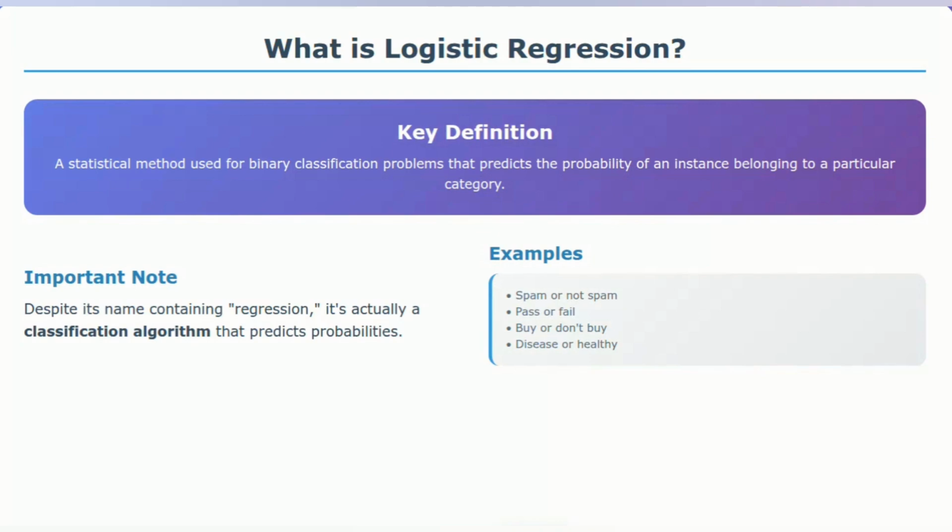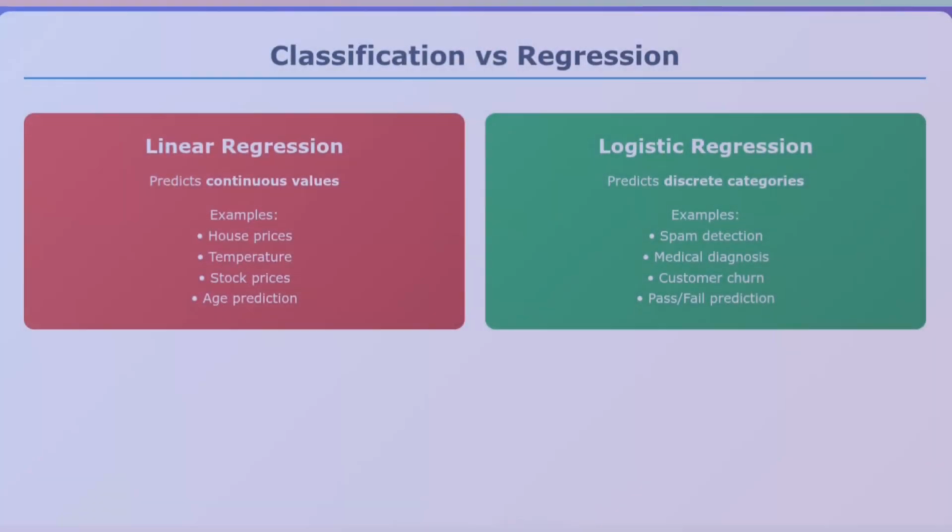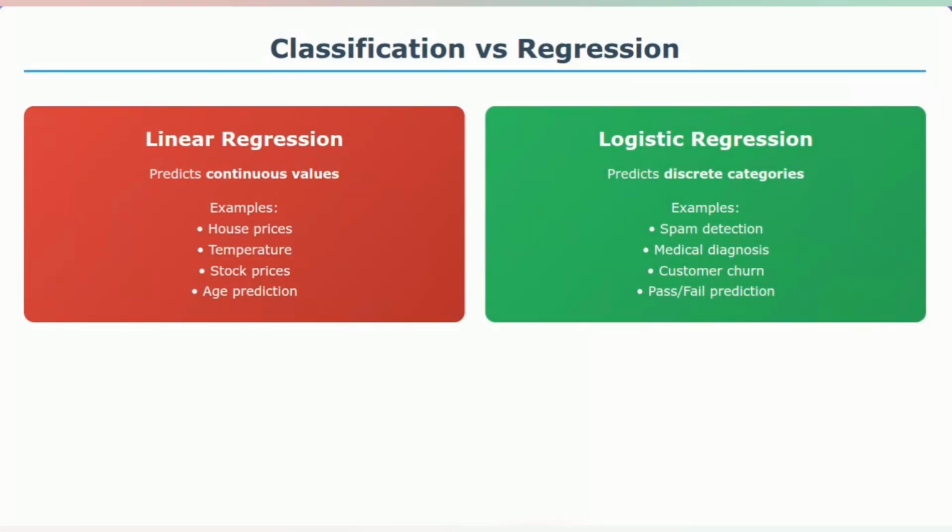Despite its name containing regression, it's actually a classification algorithm that predicts the probability of an instance belonging to a particular category. Think of it this way. While linear regression predicts continuous values like house prices or temperature, logistic regression predicts discrete categories like spam or not spam, pass or fail, or buy or don't buy.